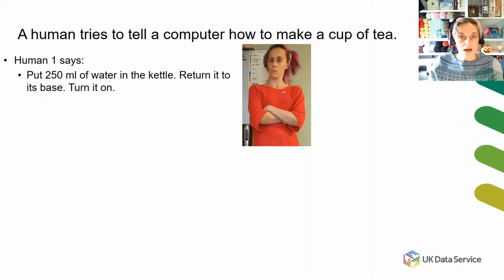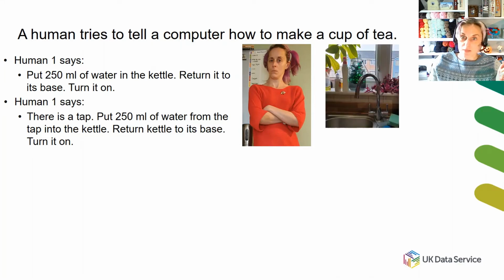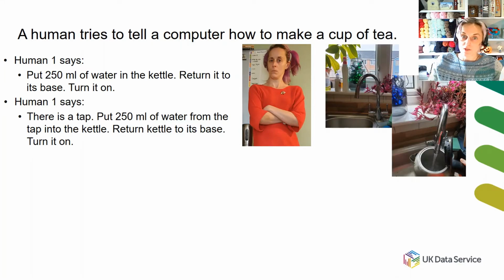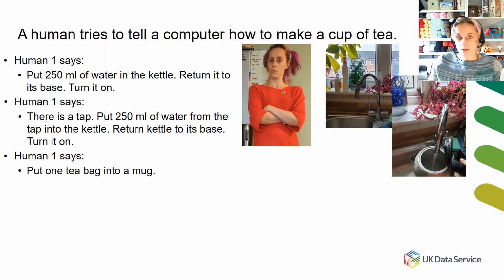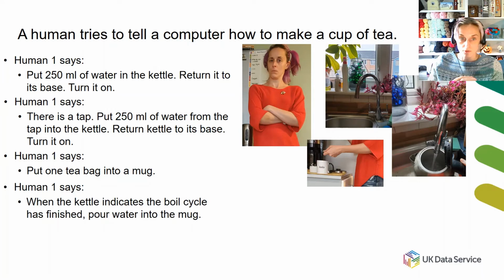See, even now, the instructions are getting much more clear because the human is learning how it has to define everything and put it in order, short sentences, clear commands. Computer still says, error, water not defined. The human says, right, there's a tap, put 250 milliliters of water from the tap into the kettle, put the kettle on its base, turn the kettle on. Then put a tea bag into a mug. Okay? Computer has filled the kettle, put the kettle on, put a tea bag into a mug.